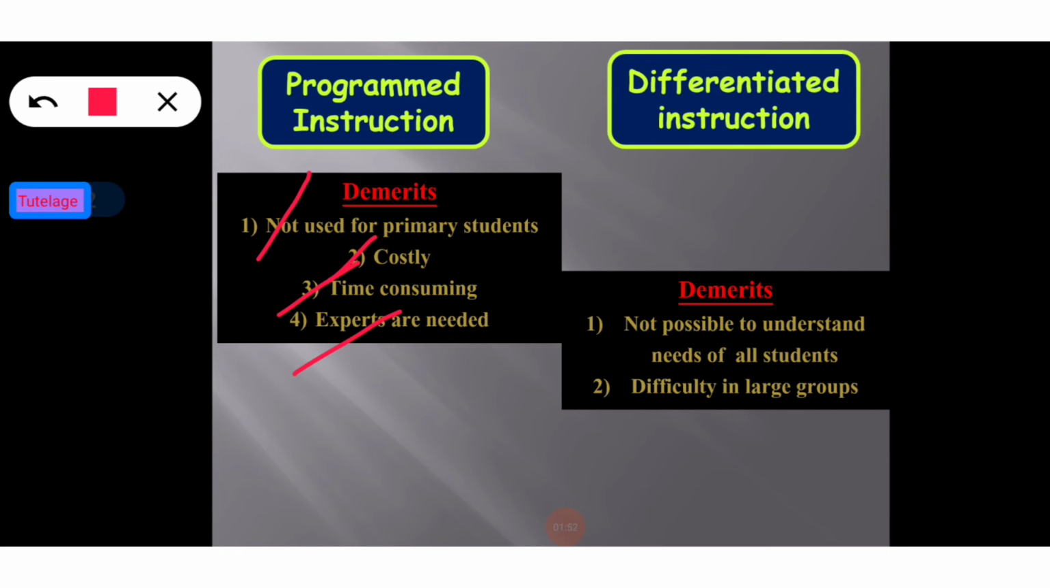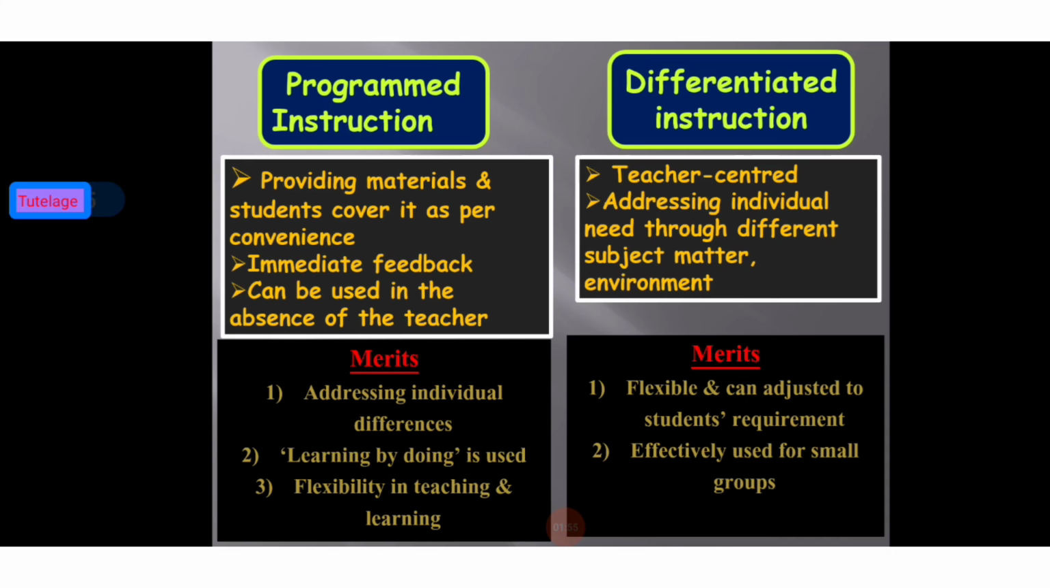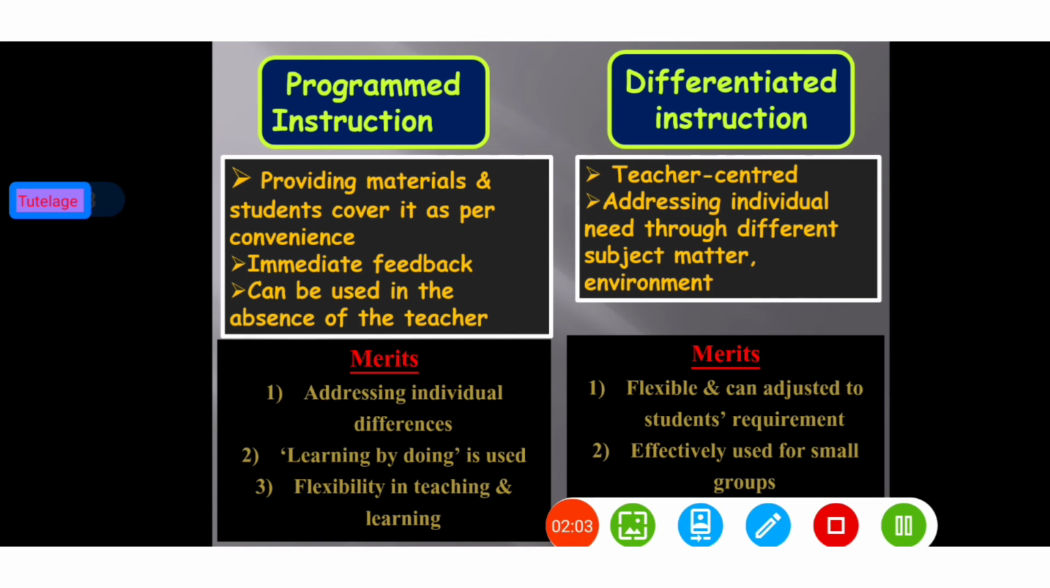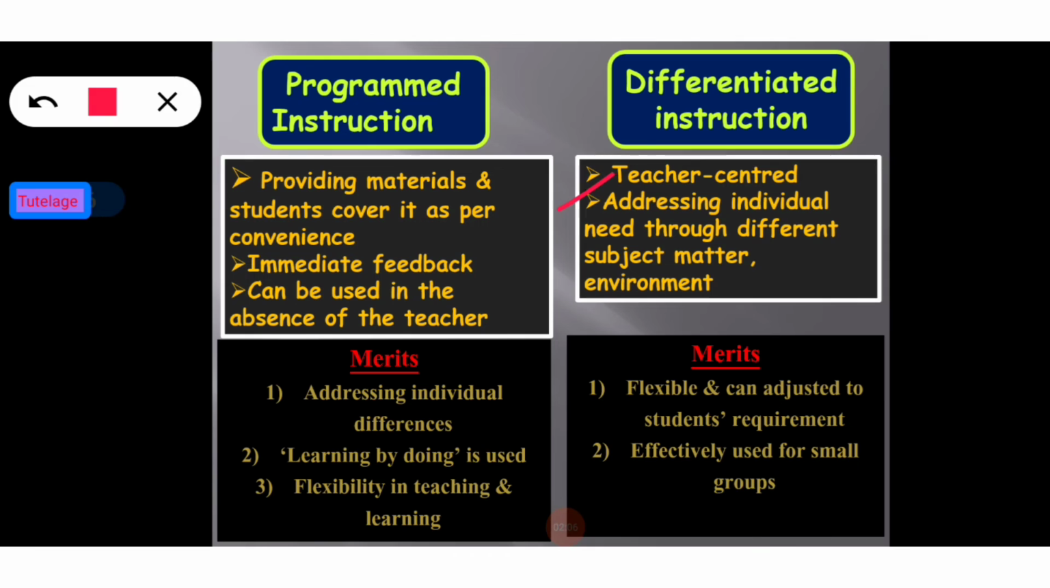Okay, so now move on to the next teaching method, that is the differentiated instruction method. So we have already told that thing. Differentiated instruction method is a teacher-centered method, and it helps to address individual needs through different subject matter and environment, and the goals to be achieved will be the same, but the teacher can differentiate the subject matter, learning practices, learning environment, etc. to address the individual needs of the students, and there is flexibility in the instruction, grouping and evaluation also.